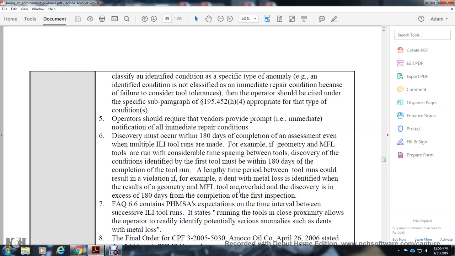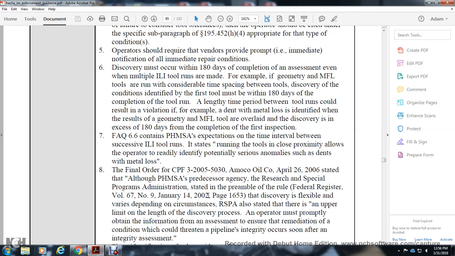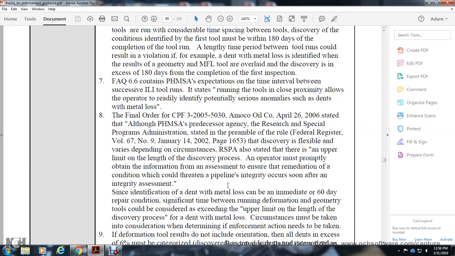multiple ILI tool runs made, for example the geometry and the MFL tool runs. Consider the time of the speed of the tool that will discover the condition and identify the first tool, which must be within 100 days of the completion of the tool run. For a lengthy time period between the tool runs, consider the result of the violation, for example the metal loss tool to identify the result of the geometry and MFL tool overlay with the discovery, for example, except for the 180 days of the completion of the first inspection. The asked question with the PHMSA: exemption, time interval between successive ILI tool runs, running the tool in close proximity so the operator can really identify the potential serious anomalies of dents and metal loss.